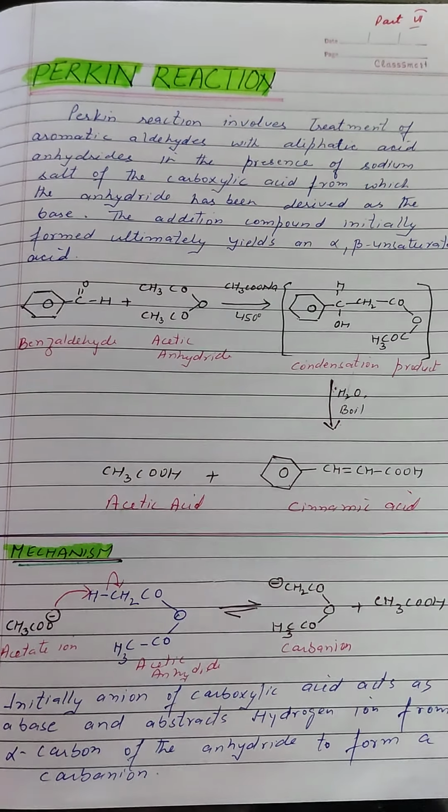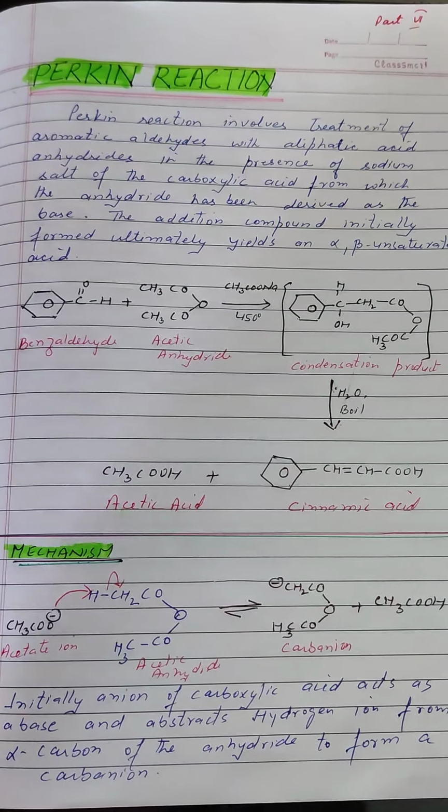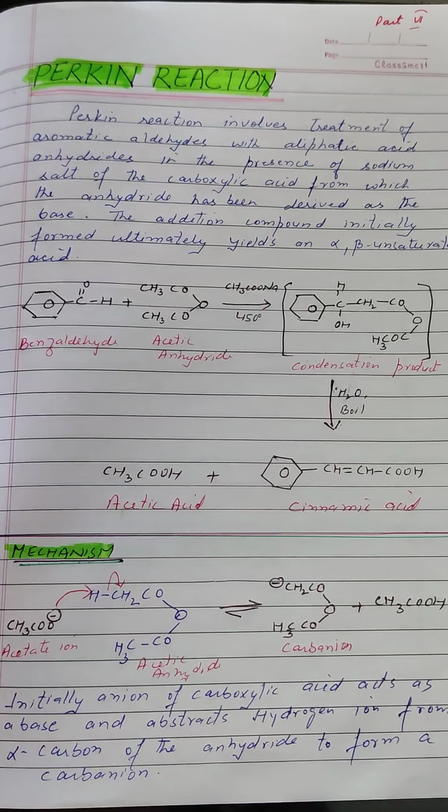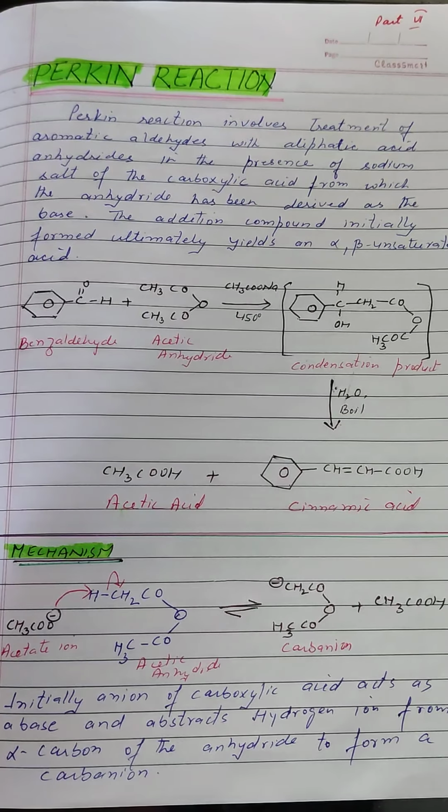Hello children, in continuation with our earlier lecture, chemical reactions of aldehydes and ketones, today we will take up 4 more name reactions. These name reactions are Perkin reaction, Knoevenagel condensation, Wittig reaction and Mannich reaction. To start with, Perkin reaction.